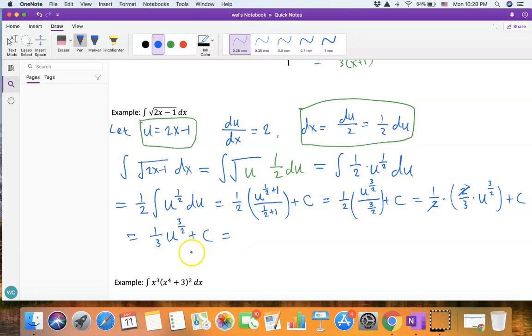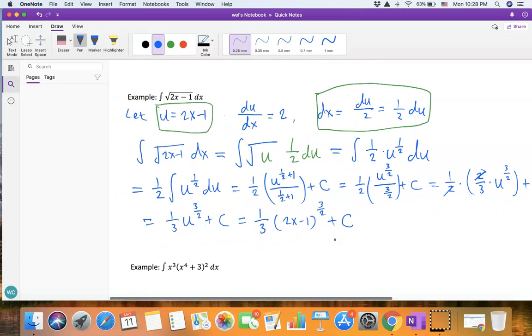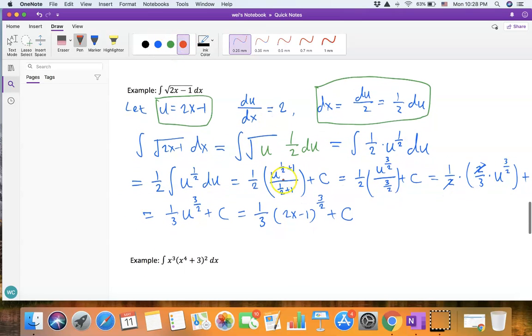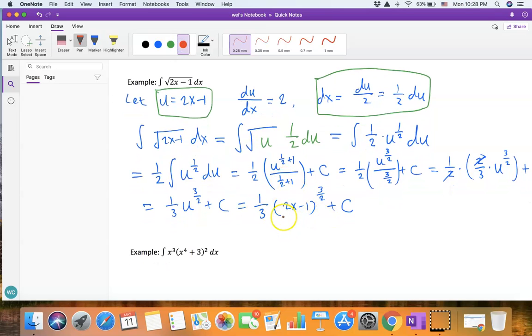Okay, and at this point, don't forget to do the last thing. The next thing is to write u in terms of x, because u is 2x minus 1. This is 1/3 times 2x minus 1 to the power of 3 over 2 plus c. Okay, we can verify this result. I will show you, if we take the derivative of this function, the result will be the square root of 2x minus 1.